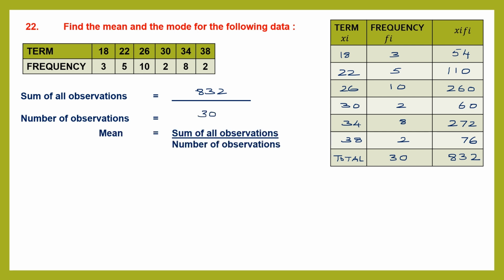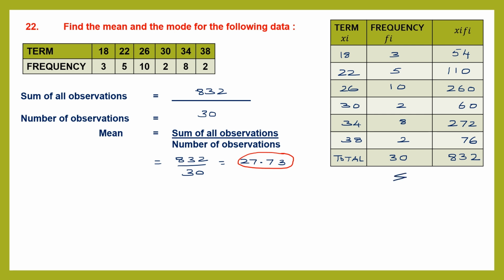And the formula to find mean is sum of all observations by the number of observations. So 832 divided by 30. When you divide this, you will get 27.73. Now this division will go on and on, but you stop at 2 decimal places. So we have found our mean. Our mean is 27.73.